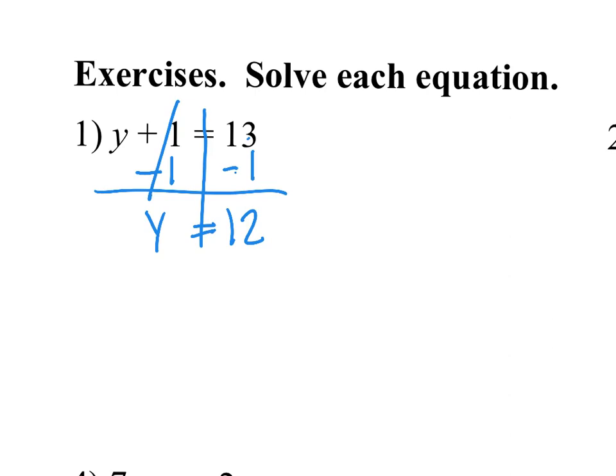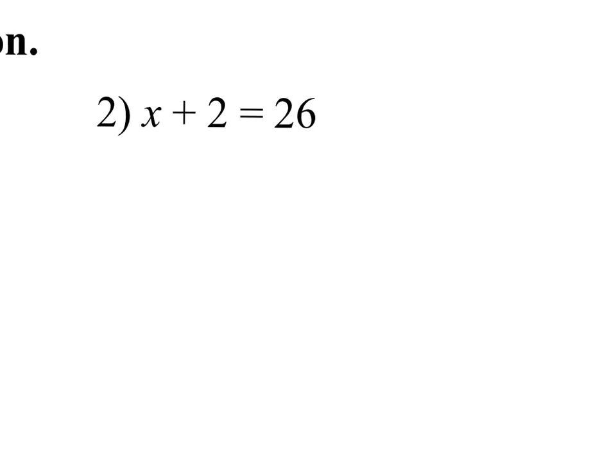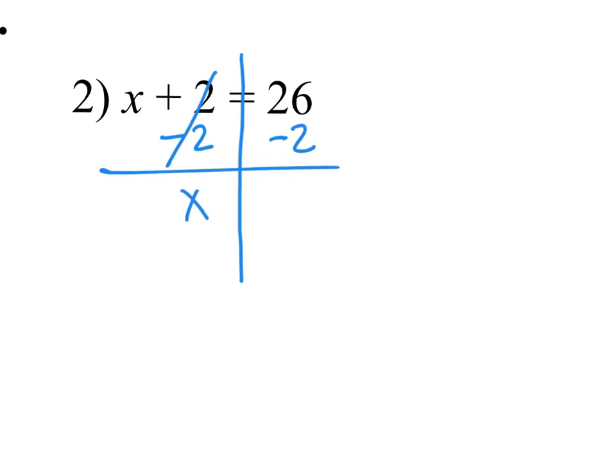So I like to box my answers in this situation. Just makes it a little clearer. Number 2. What plus 2 is 26? 24. But let's check that. Draw my line. Trying to isolate x, right? So what do I need to move away from x? The 2. It's plus 2, so I'm going to subtract 2. What I do to one side, I got to do to the other. I have x left on the left side and 26 minus 2 left on the right. So x equals 24. Okay?